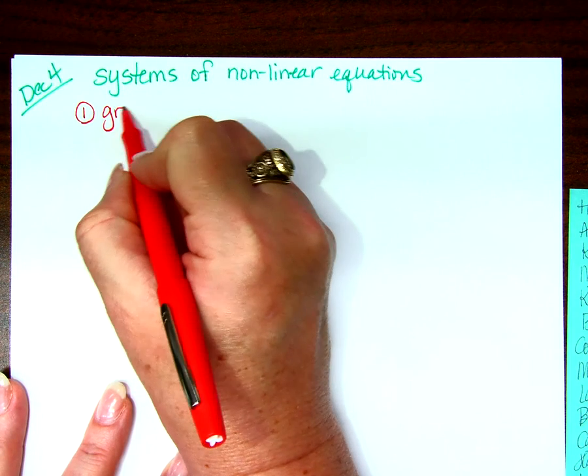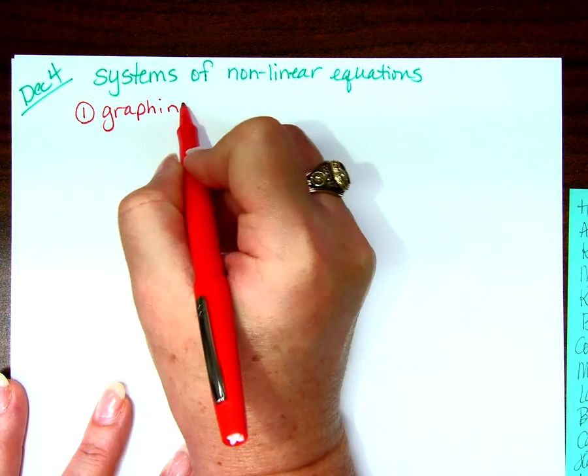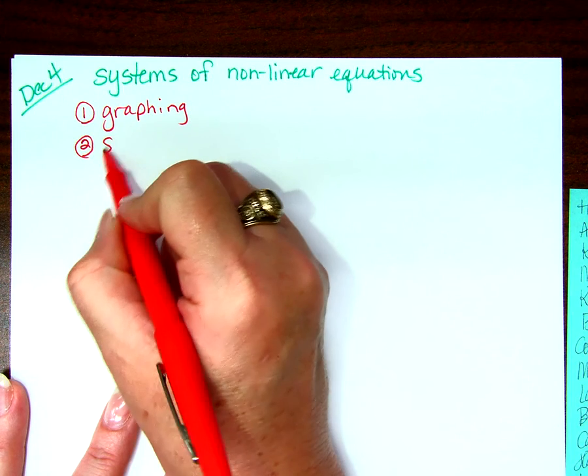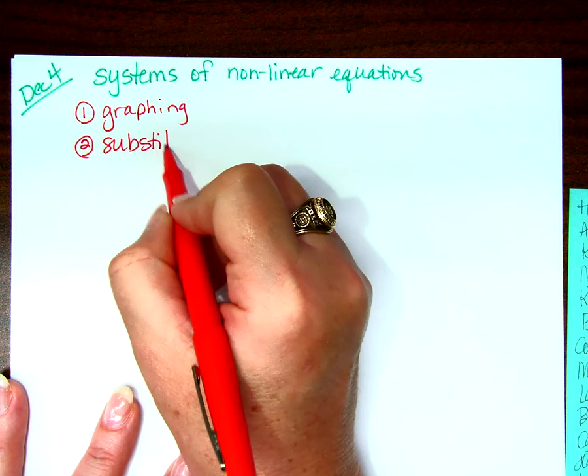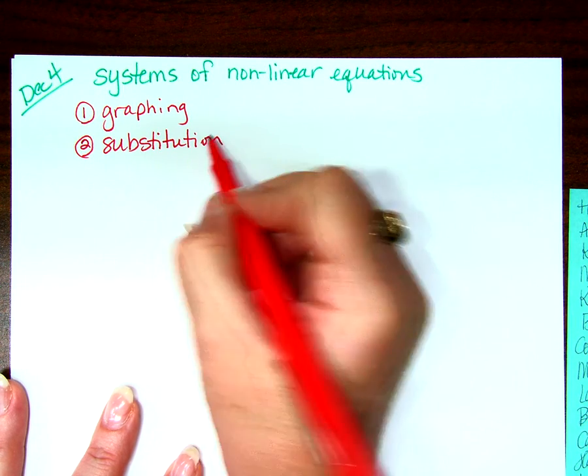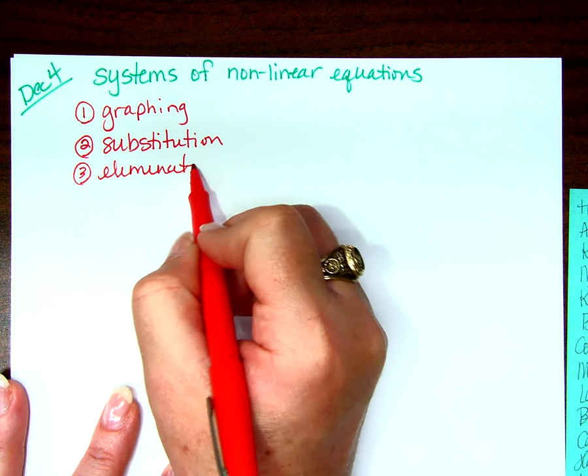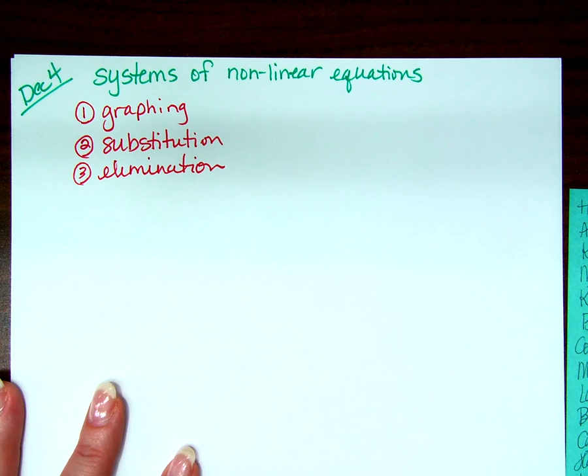We're going to do graphing. Solve a system of nonlinear equations by graphing. We're going to solve by substitution. And we are going to solve by elimination. I'm going to show you examples of all three of those. Okay?